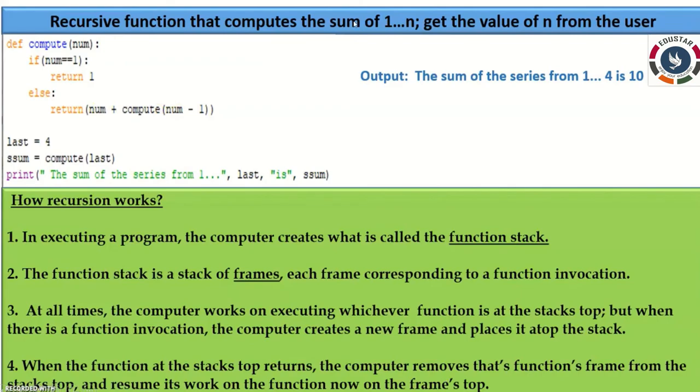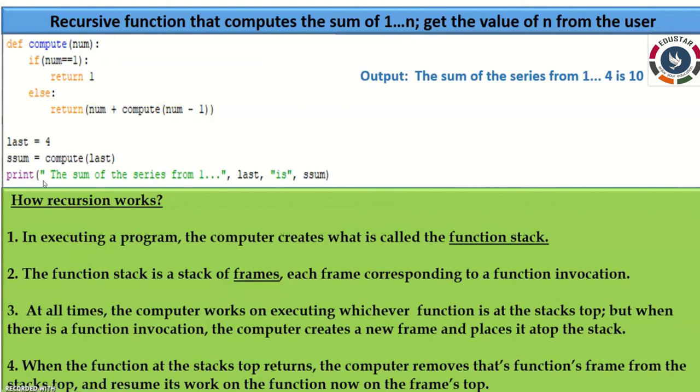And see here, I have written one example program, a recursive function that computes the sum of n numbers, where the n value is given by the user. First line: def compute num. Where does the execution start? From the main program. What is the first line of the main program? last equal to 4. Last is my variable name, and its value is 4. And what is the second statement? sum equal to compute last.